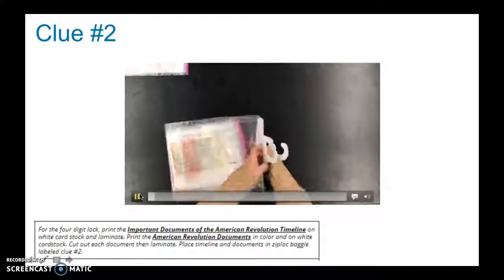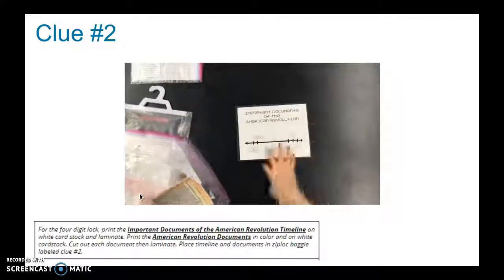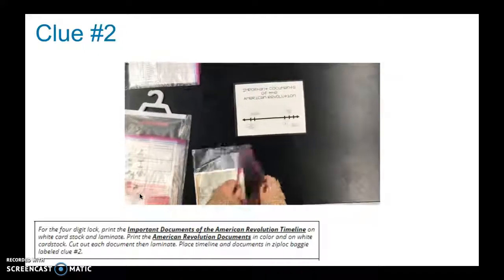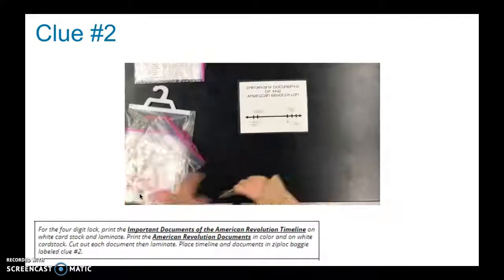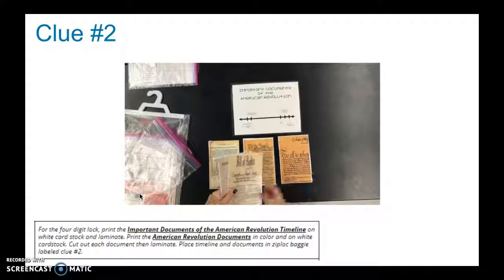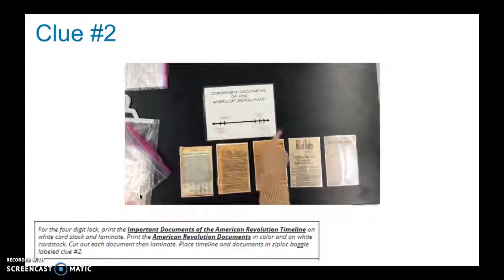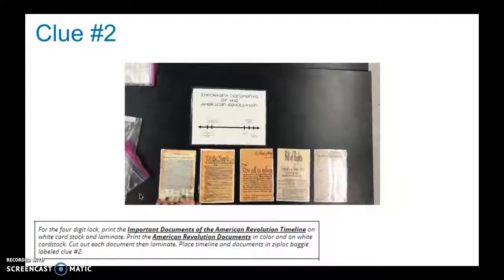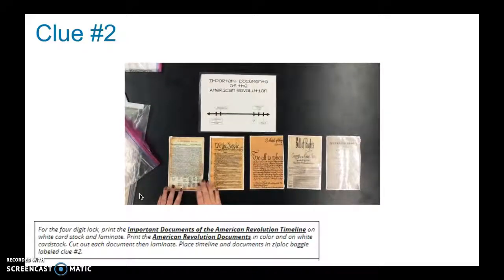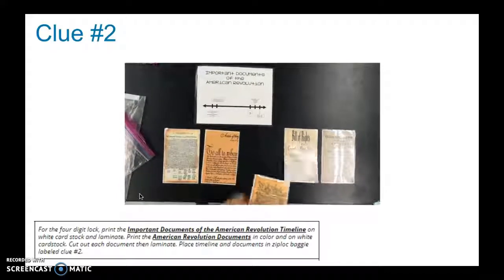Okay, our second clue. You should have the important documents of the American Revolution and 5 clips of 5 documents. With the timeline, you see that the Declaration of Independence is first, then the Articles of Confederation. Put them in order.